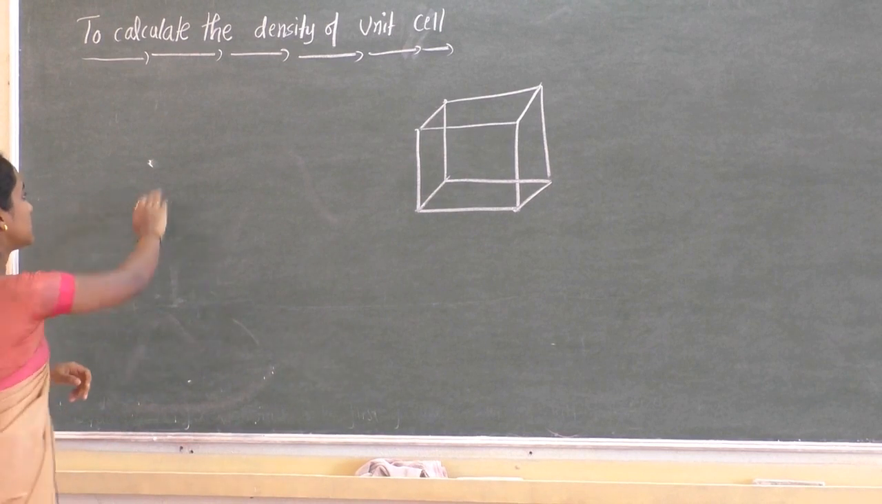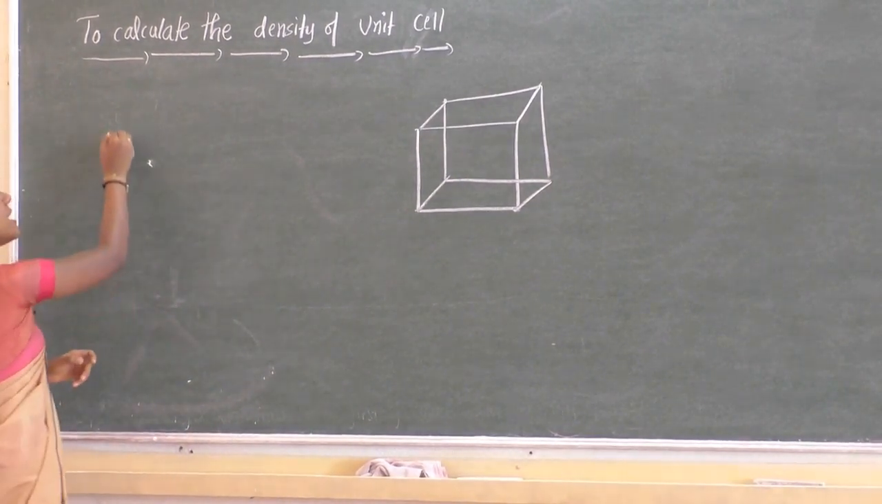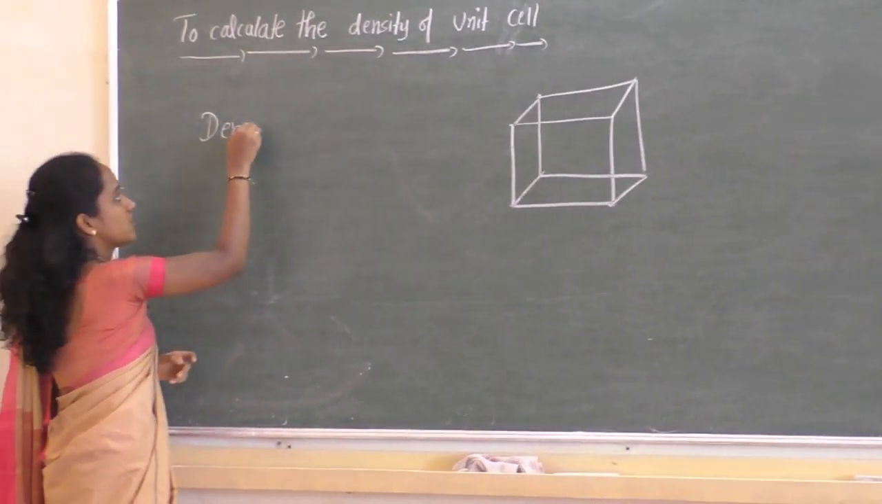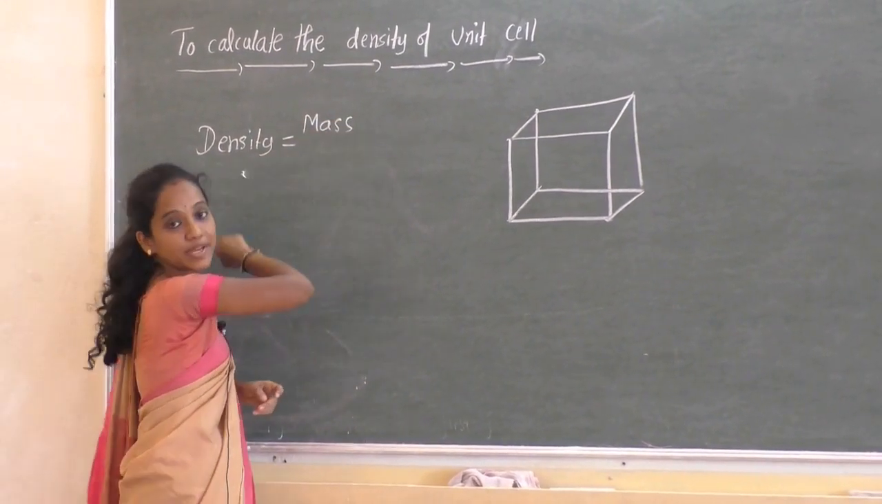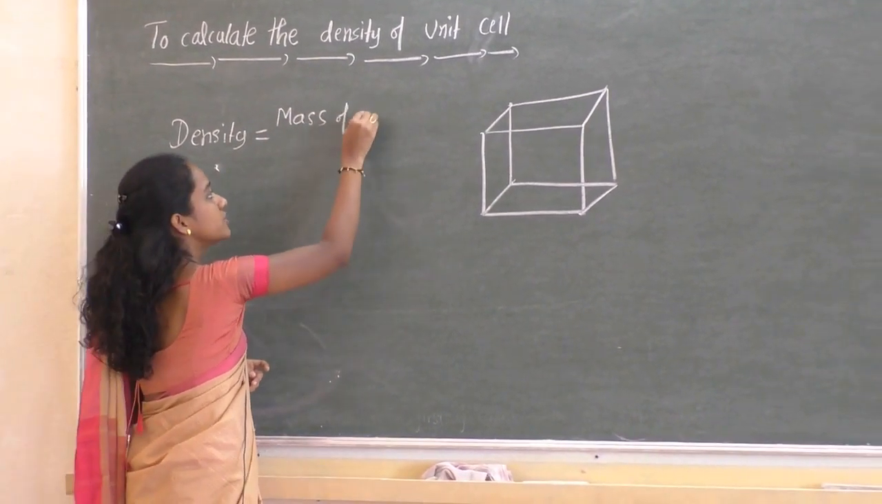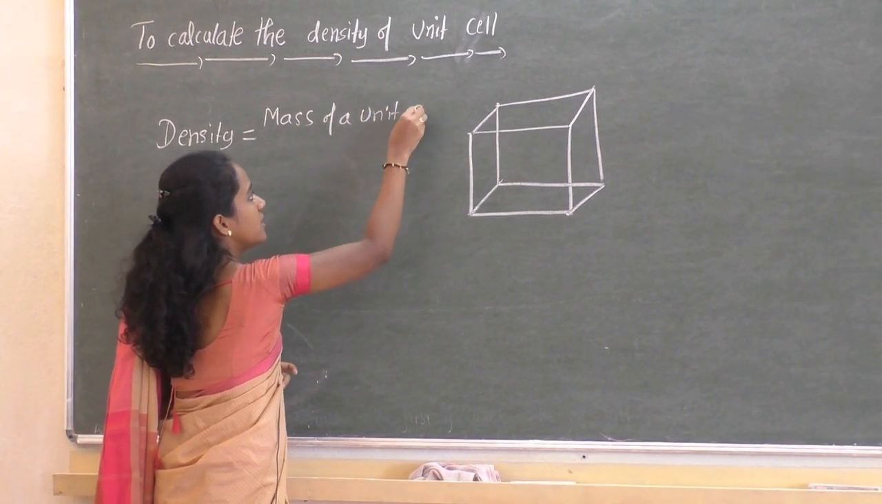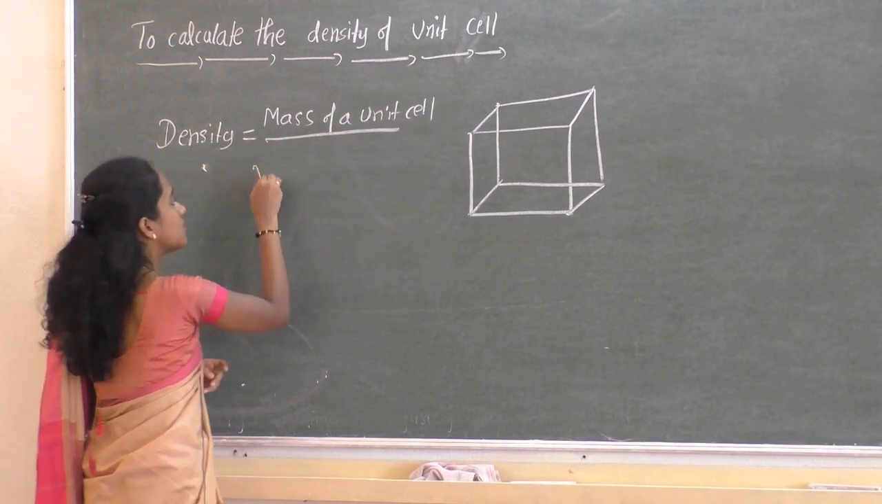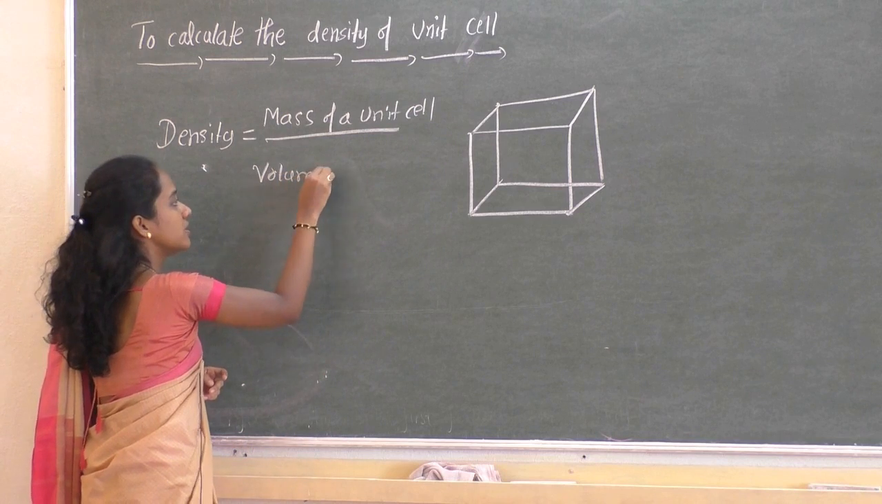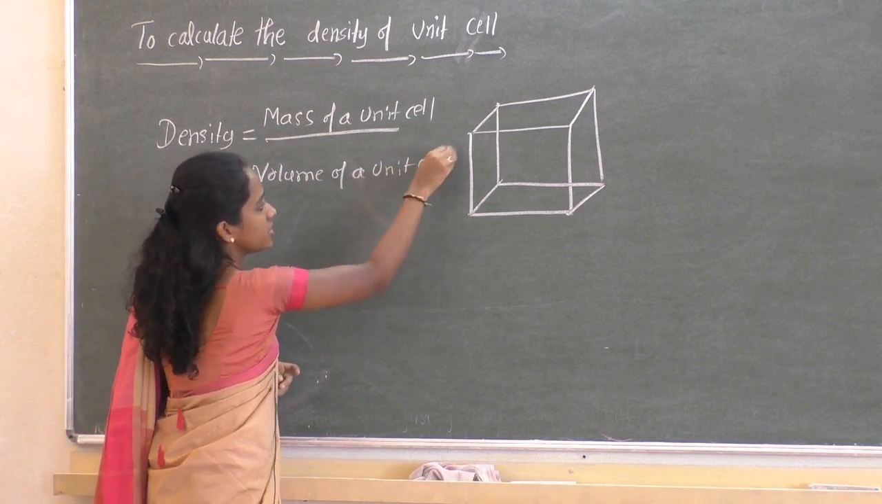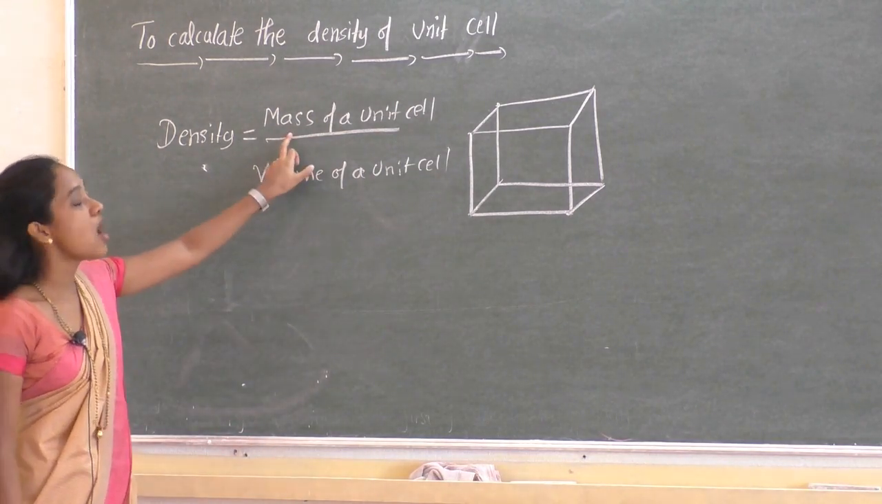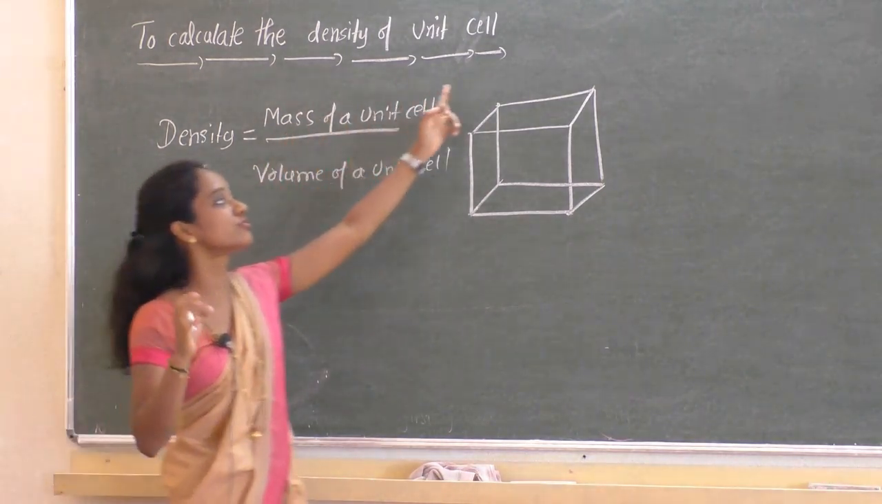Now to calculate the density we have the formula, right? So density is equal to mass by volume. So it is the mass of a unit cell divided by the volume of a unit cell. So here, how to calculate the mass of a unit cell?